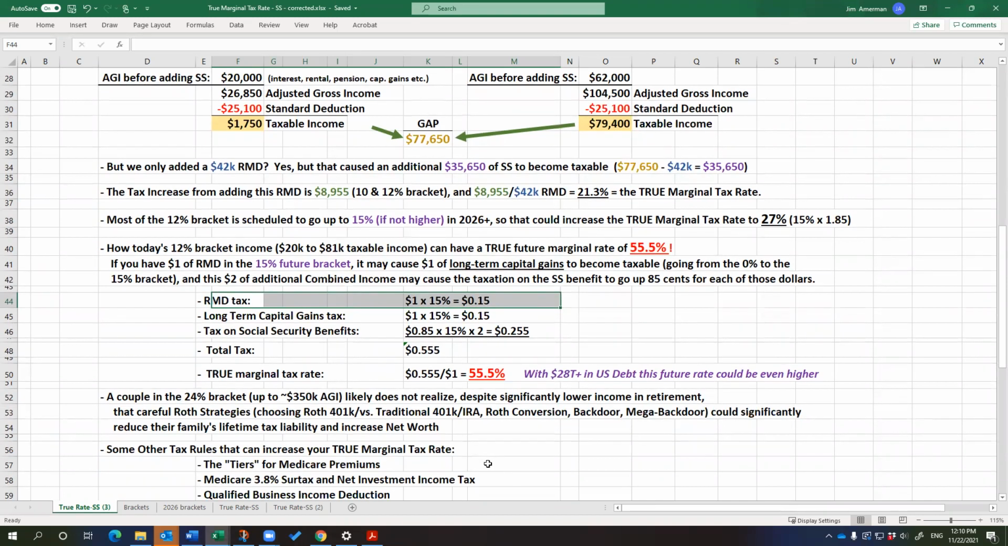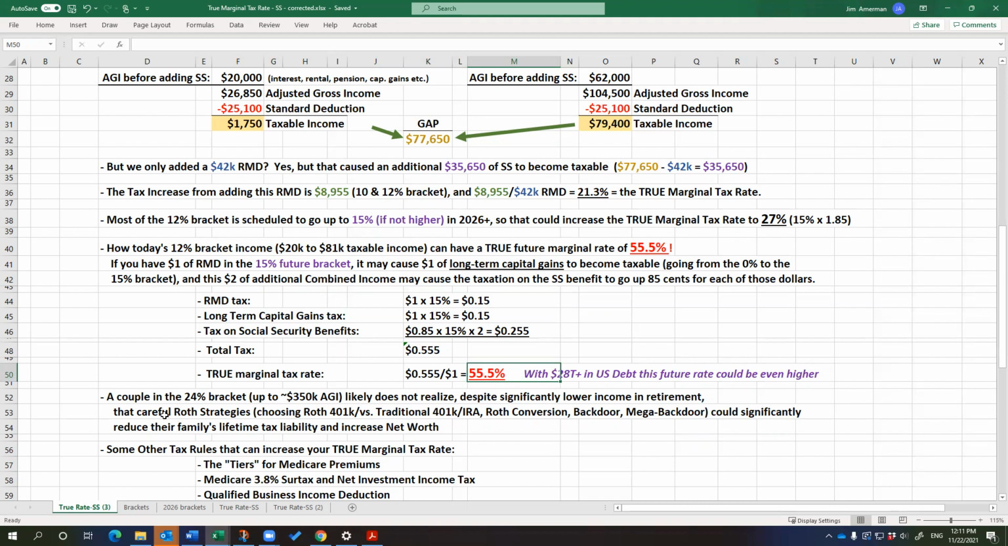So why this is important: a couple in the 24% bracket now, which could be 350,000 of AGI, probably doesn't think they need to look at Roth strategies if they know they're going to have significantly less income in retirement. But as we've seen, that can be not the case, and they could be looking at much higher rates. It's just a matter of making sure you're doing a prudent, careful financial planning projection, with a CPA that understands the software and is experienced in these types of analysis.